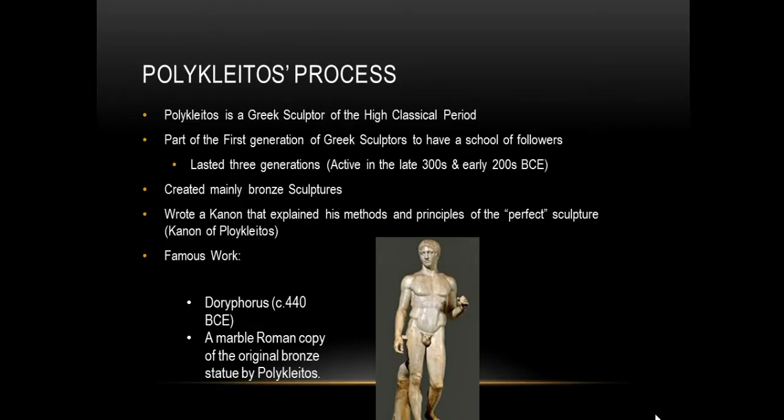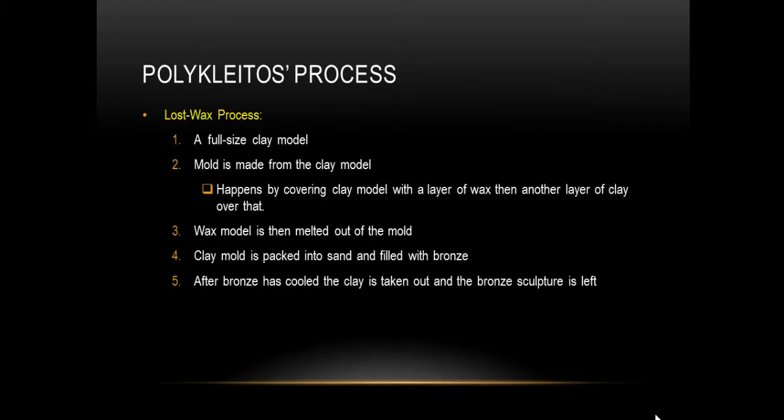So Polykleitos is a Greek sculptor of the High Classical period. He was part of the first generation of Greek sculptors to have a school of followers, which lasted about 3 generations. He mainly created in bronze, and even wrote a canon that explained his methods and principles of the perfect sculpture, called Canon of Polykleitos. It was basically him talking about how he came up with the mathematics of the perfect proportions of the male figure. His process is a lost wax process.